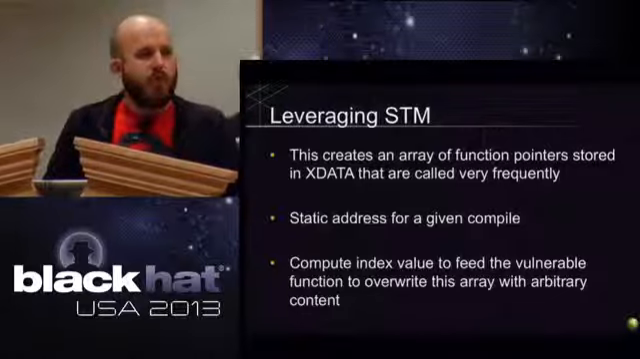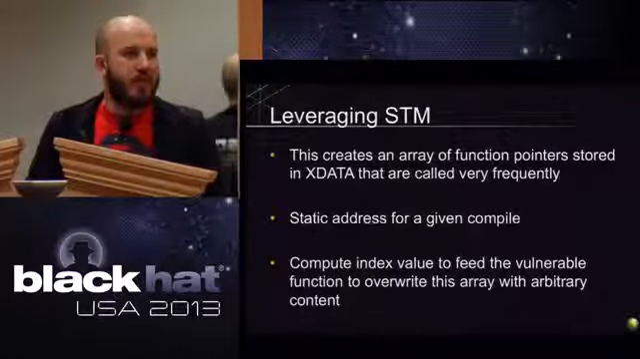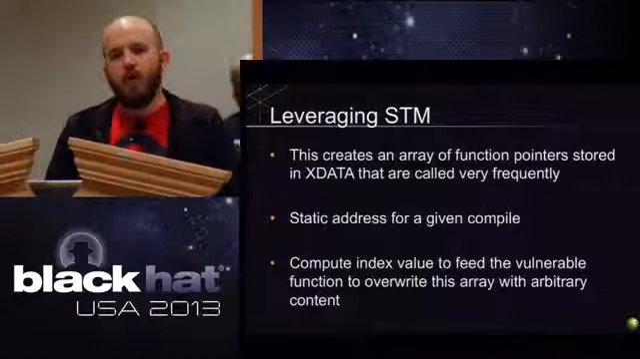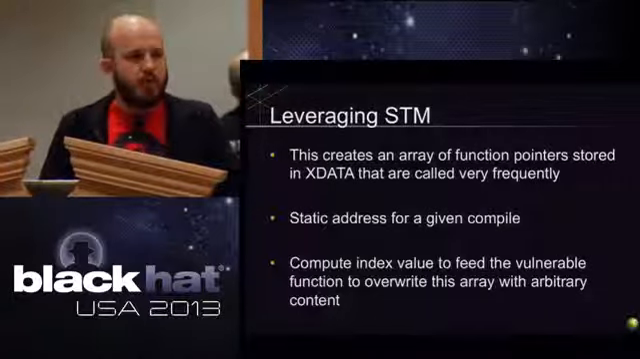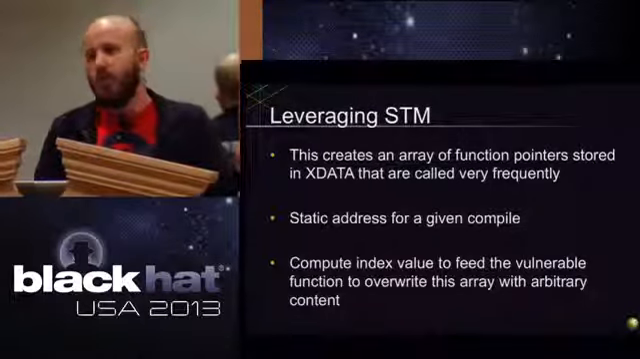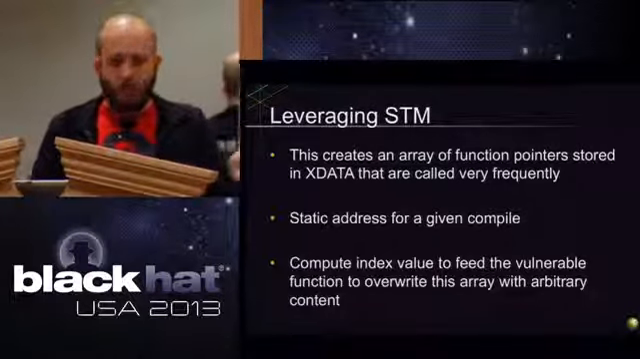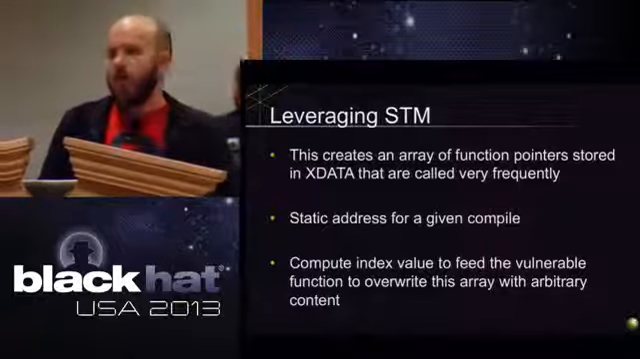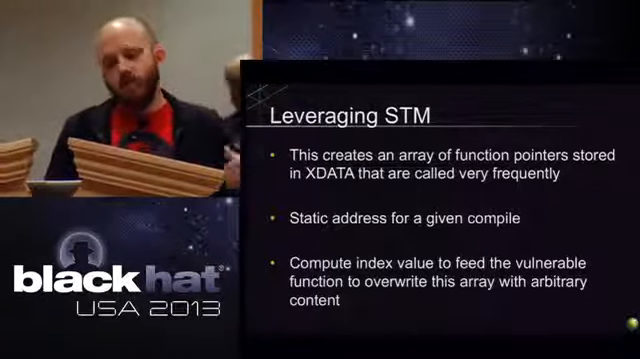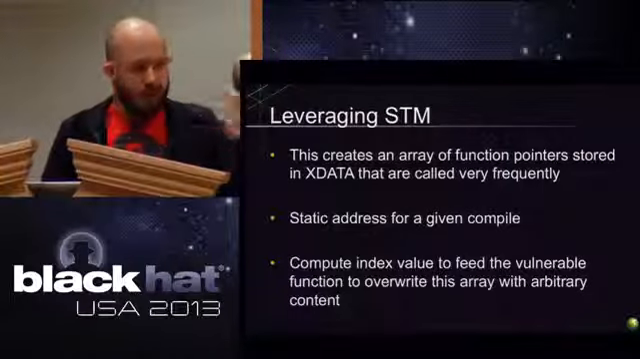All of the locations where the stuff is going to be stored are static for a given piece of compile. So once you locate where that array is stored, it's going to be the same for every iteration of that version, right? That means all the meters are going to be the same. That array is going to be stored at the same place on all of them. You just have to compute the index to feed into your bug that we talked about earlier, and then it will allow you to make modifications to that location.